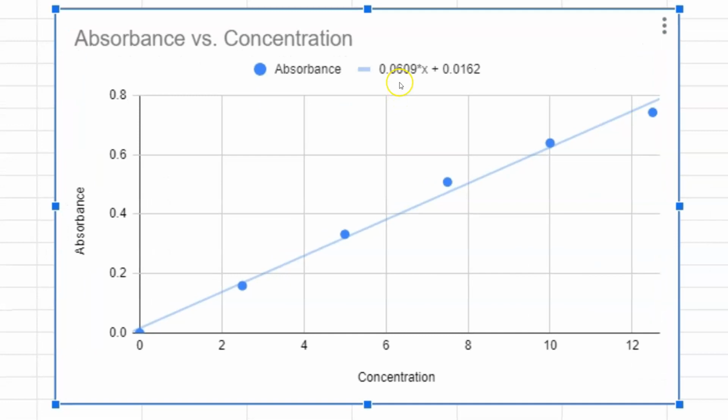Now on the graph, you'll see the equation displayed, and the value in front of the x is our slope because it's in the form y equals mx plus b. The m is going to be our slope, so 0.0609 is the value that we're going to need here for our calibration curve.